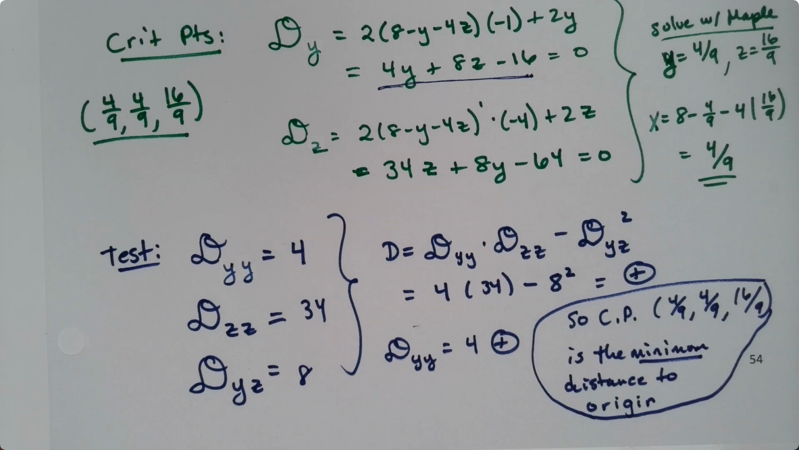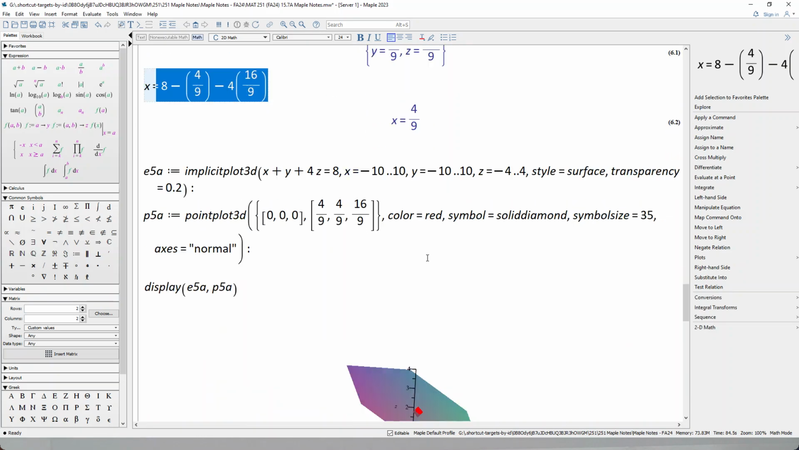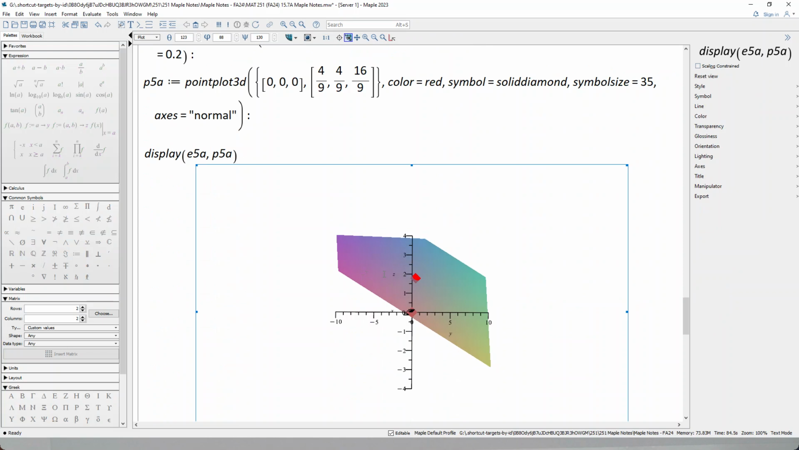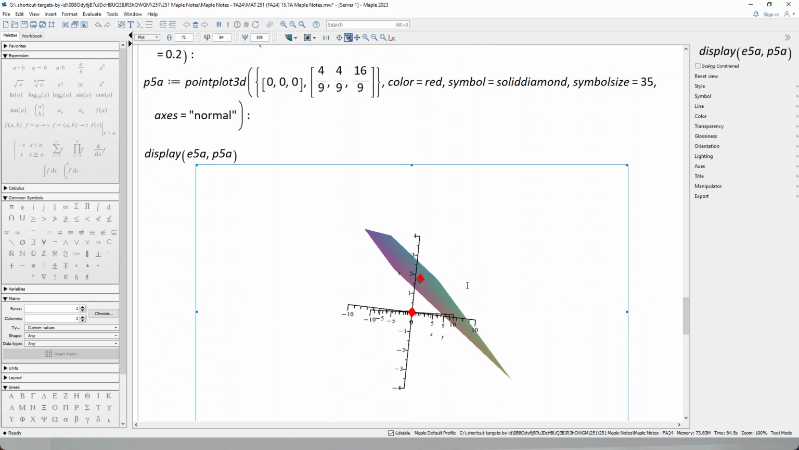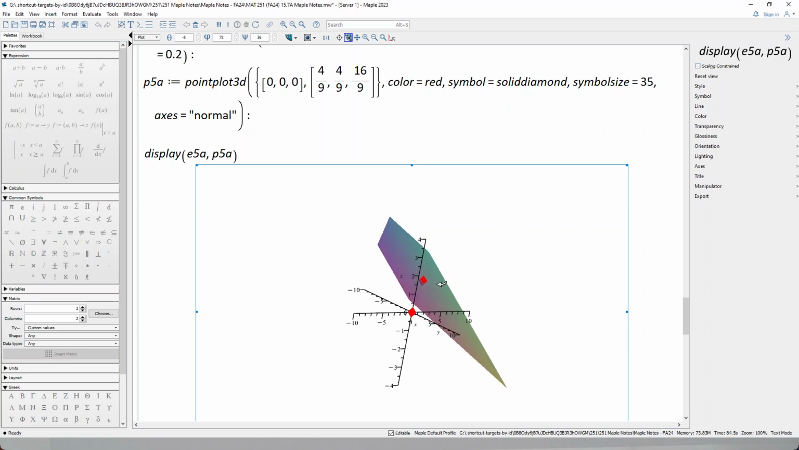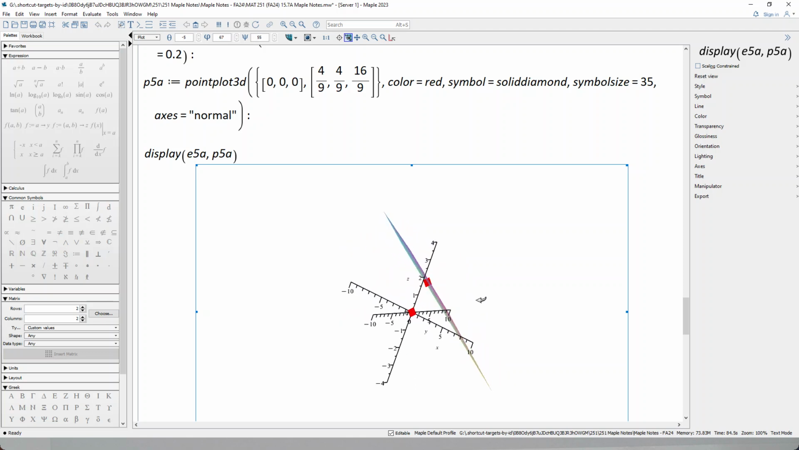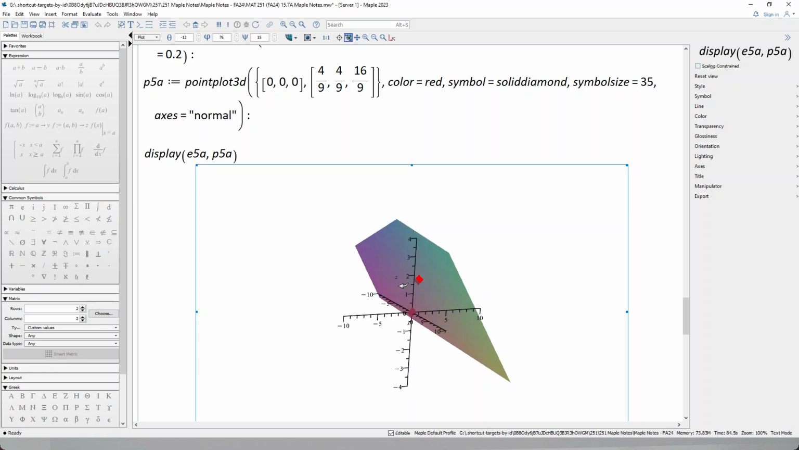Let's look at the graph. All right, so I have the plane right here, and the point that's closest to that origin, the origin being down there, is this point right here. 4 ninths, 4 ninths, 16 ninths. It's the closest that plane ever comes to the origin. And there we go.